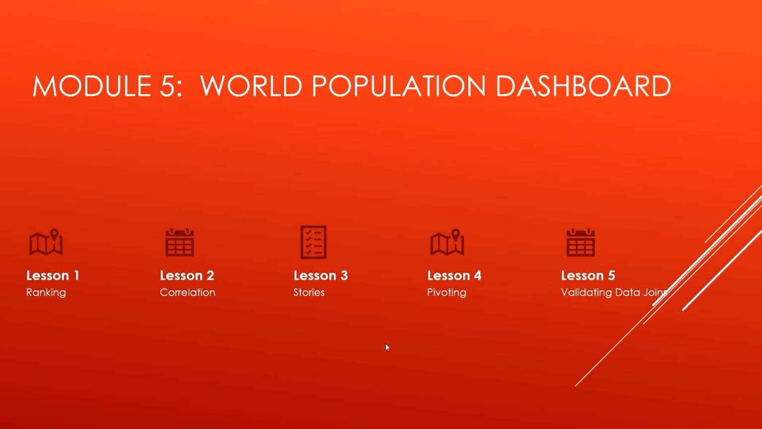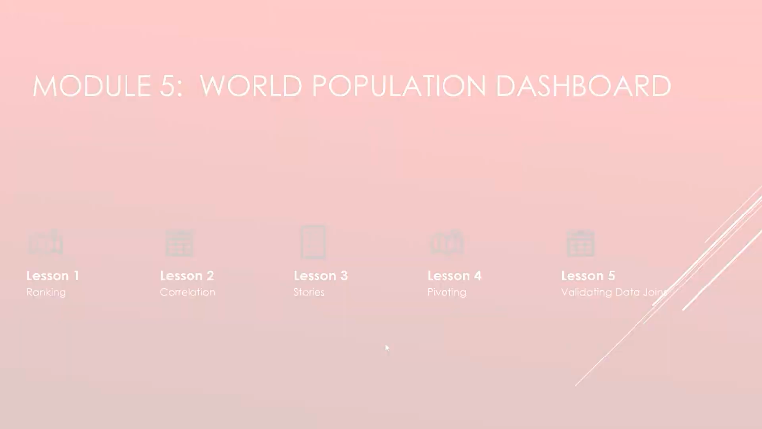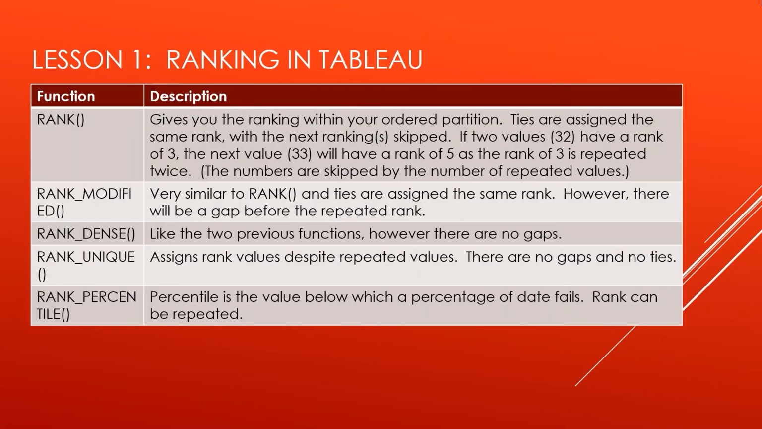In this module, we'll be working with the world population data set, and we'll start by learning about ranking, then correlation, before switching our focus to stories, pivoting, and validating data joins. Since our first lesson is about ranking in Tableau, we're going to go over some information that will be useful for you to have in the background before we begin. You'll be able to see all of this once we build the visualization.